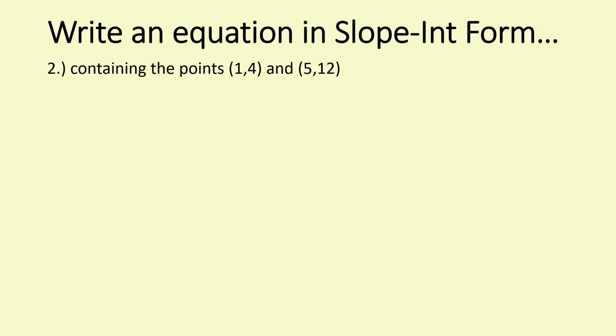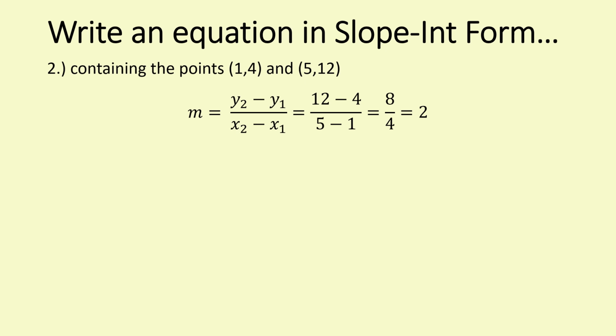In number 2, we have a very similar problem, except instead of them giving us the slope, we have to find the slope as the first step. So we use the slope equation to find the slope. Remember, slope is rise over run, or the change in y over the change in x. It doesn't matter which order you put these points in as long as you stay consistent. So I had done this second point minus the first one, so 12 minus 4 for the y's, and then 5 minus 1 for the x's.